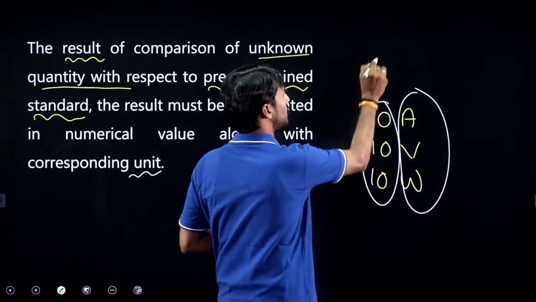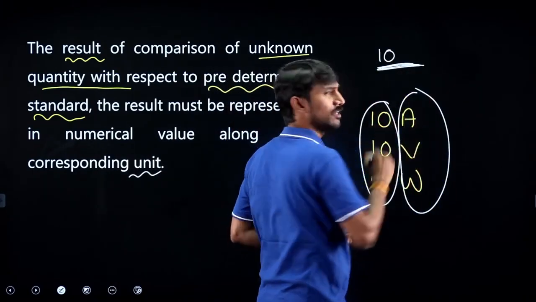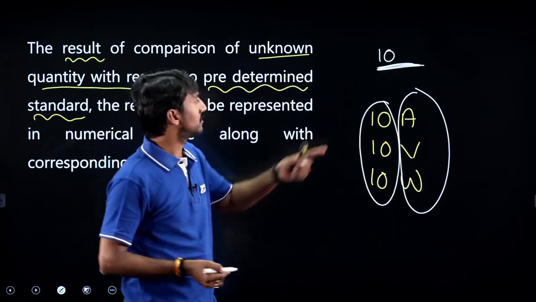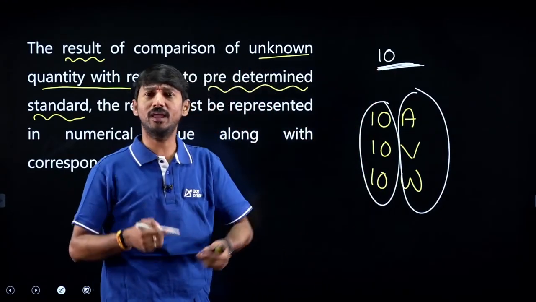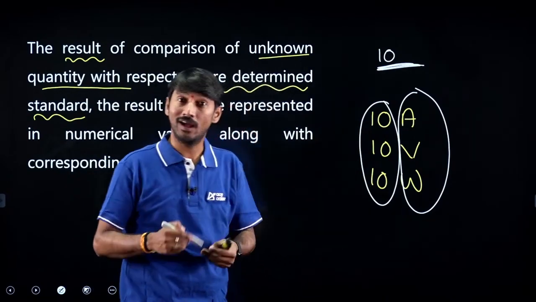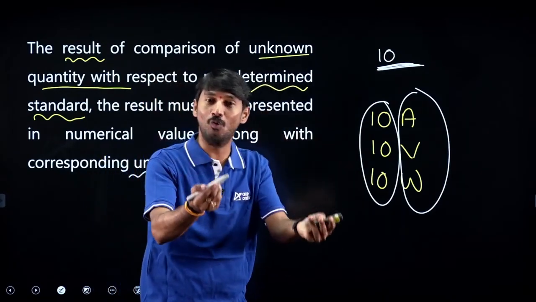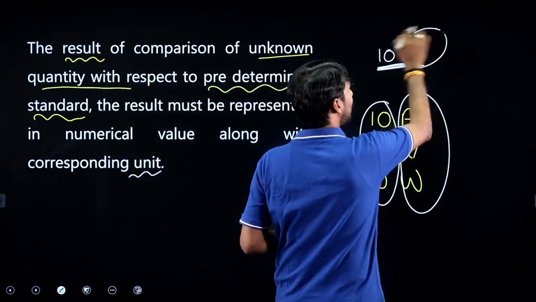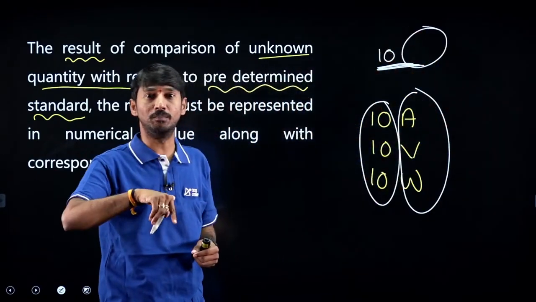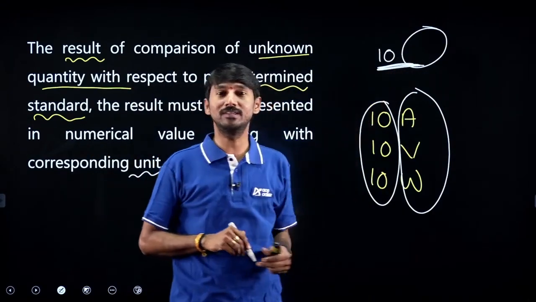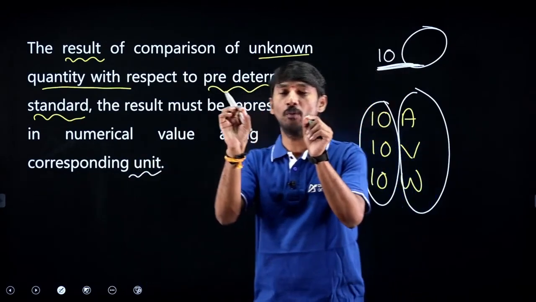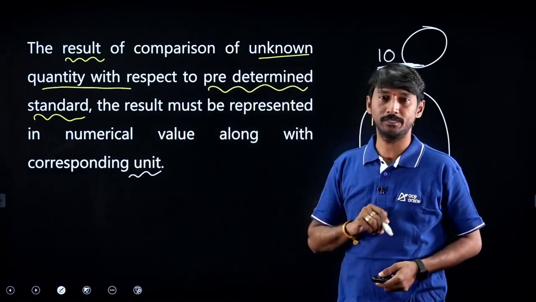Suppose I write just 10. Is the measurement process completed? No. Why? Sir, this is 10. Is it 10 milliamperes or 10 kiloamperes or 10 amperes or 10 volts or 10 watts? We don't know. That is the reason why, to complete the process, not only the number but also the unit is required. That's why this is the basic meaning, the basic phenomenon of measurement.